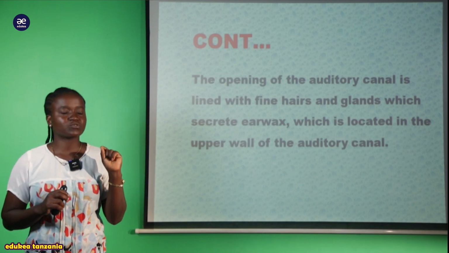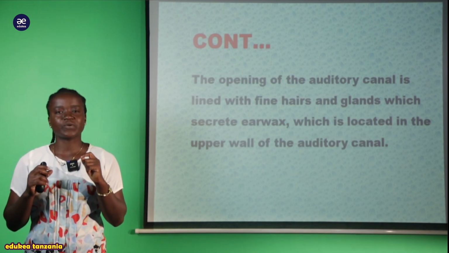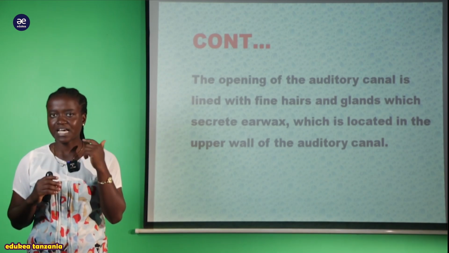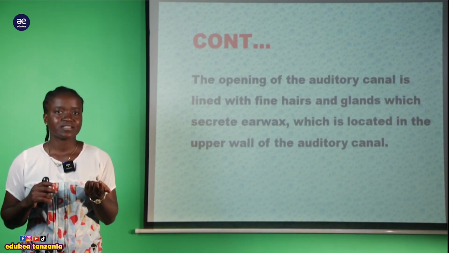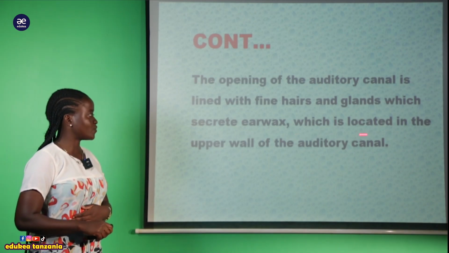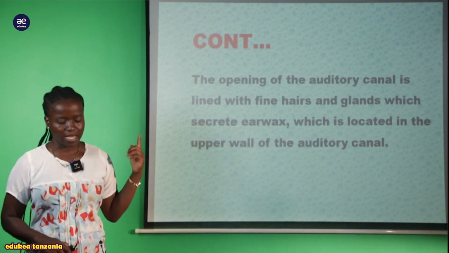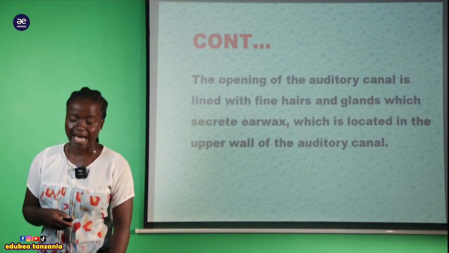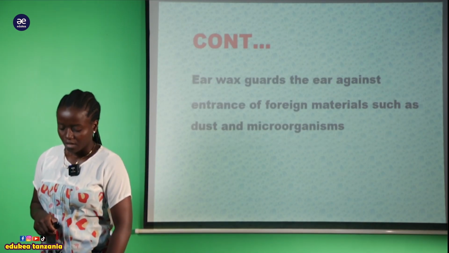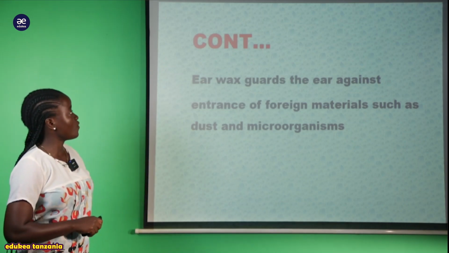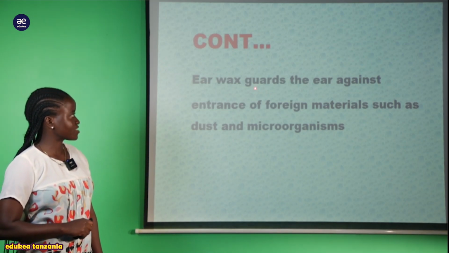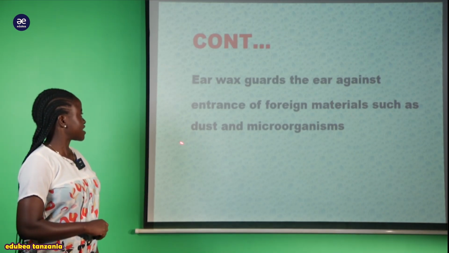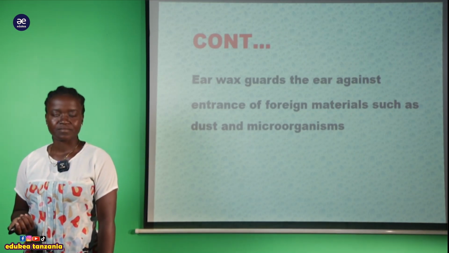Tukisema wax, tunamaanisha those mucus, the brown-like fluid which is found within our ears. So this earwax, which is located on the upper part of the ear canal, those glands and the fine hairs are responsible for secreting the earwax. So now we can say that the earwax guards the ear against the entry of foreign material such as dust and microorganisms.